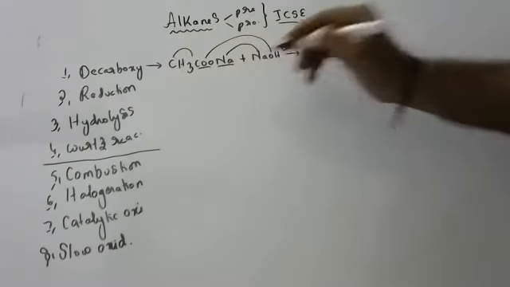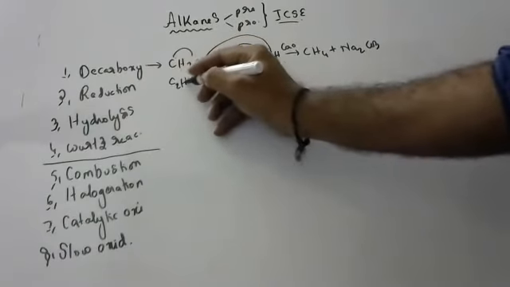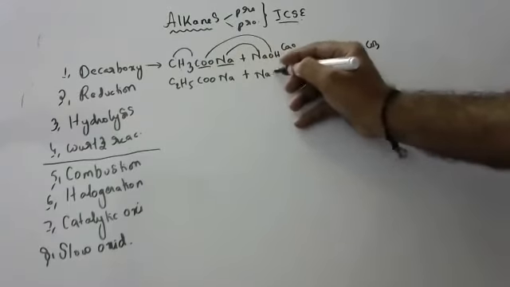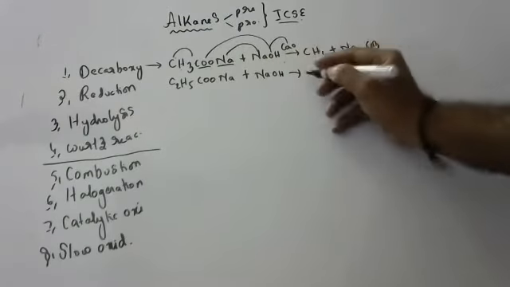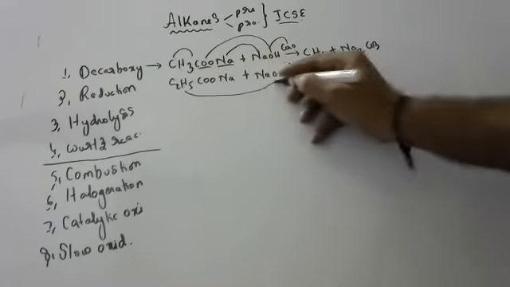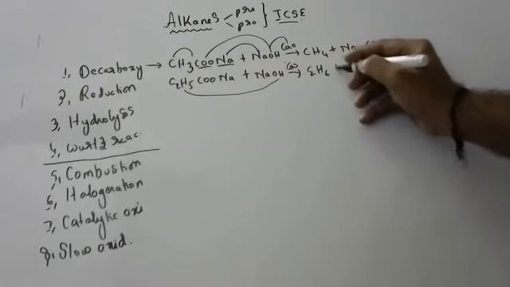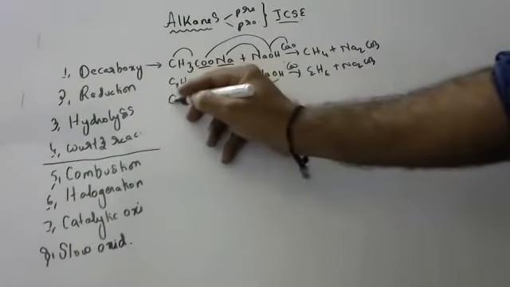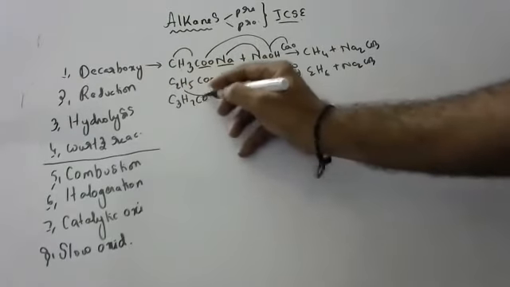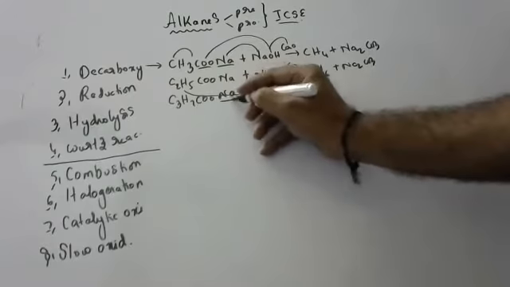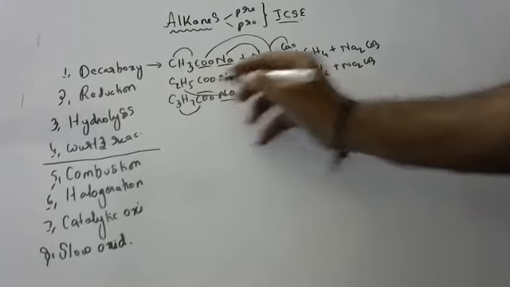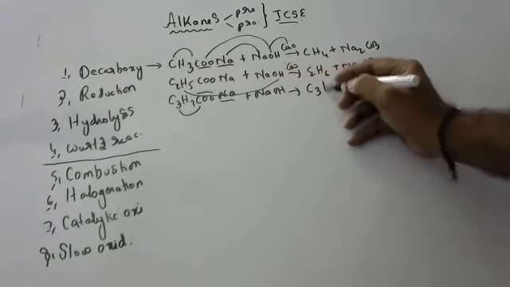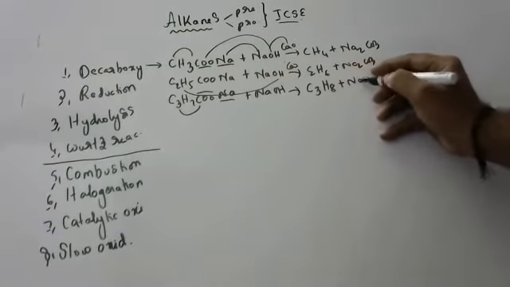No sir, I want ethane, then take C2H5COONa and the same soda lime. What is soda lime? A mixture of NaOH and CaO. Then you will get C2H5 and H, C2H6, plus Na2CO3. No sir, I want propane, then take C3H7COONa. What is this called? Sodium butanoate. Then you will get propane, C3H8, plus Na2CO3.